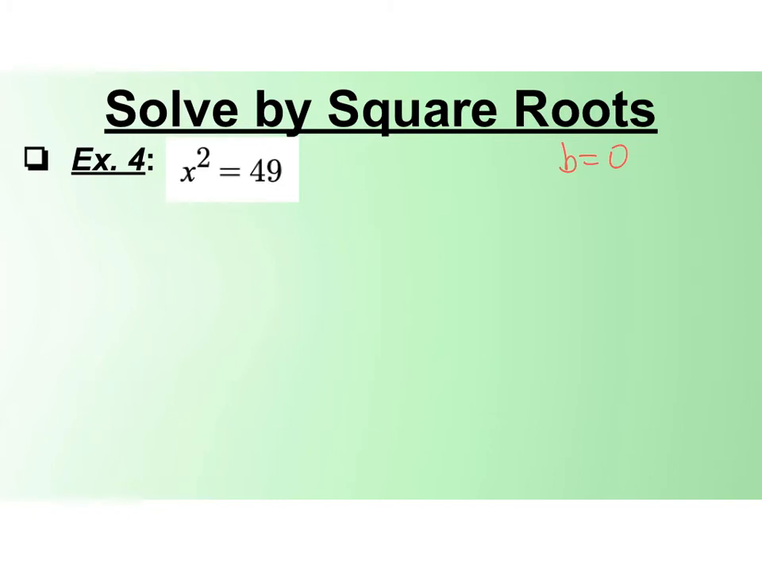So if something is squared, I can undo that by taking the square root. So that's what I'm going to do. I'll solve this by taking the square root. Really important to remember your plus or minus. So you might just say x equals 7.